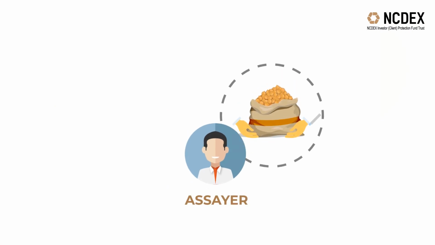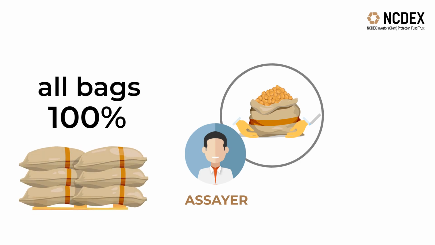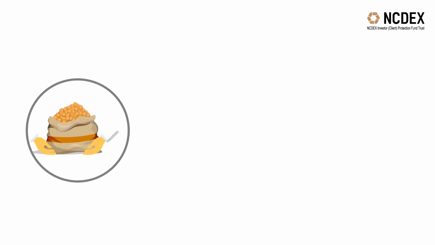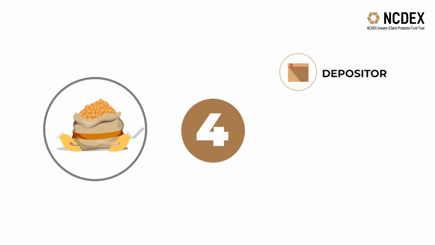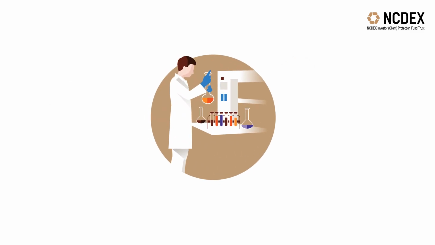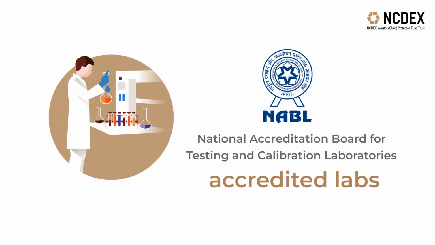Step 3. Sampling and lab test. The NCCL-approved assayer takes samples. Sampling is usually done from all bags. Samples collected from all bags are mixed together and divided into 4 parts and distributed among the depositor, warehouse service provider, and the remaining 2 are for the assaying lab, 1 for analysis and the other for record. The lab checks that quality norms are as per the specifications prescribed by NCDEX. The assaying labs are NABL accredited labs.